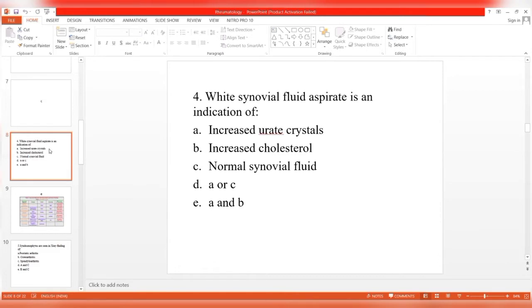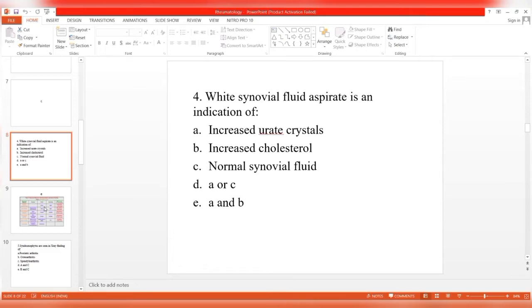So white synovial fluid is something what? Pathological. And white synovial fluid is seen, the answer is E, A and B. In case of increased urate crystals and in case of increased cholesterol, white synovial fluid is seen. Understand? Increased urate crystals and also increased cholesterol.